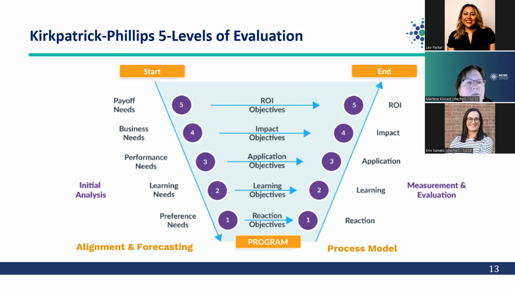But as you look at this particular slide, what you can see on the left-hand side is the alignment and forecasting. What it is you need to start with when you consider each of these levels. And then to the right-hand side is the end result, and that is the type of evaluation tool that takes place. So you have your initial analysis on the left-hand side and the corresponding measurement and evaluation on the right-hand side. We will take a look at each one of these levels individually in the upcoming slides.